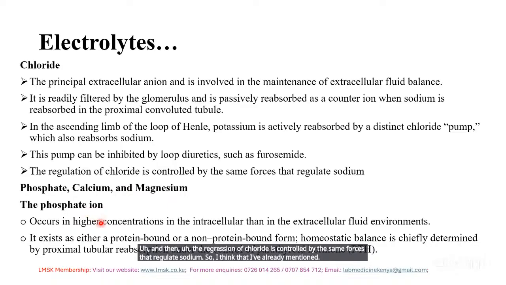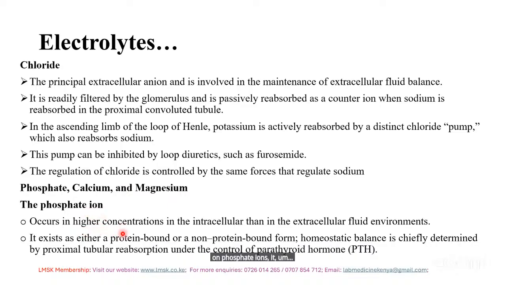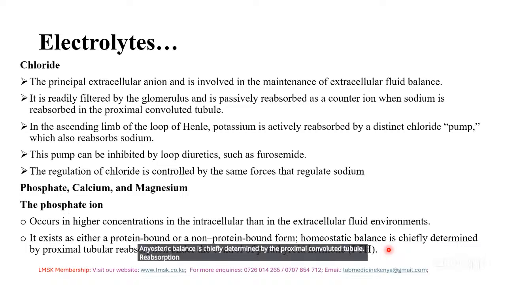On phosphate ions, it has a higher concentration in the intracellular than the extracellular fluid environment. And it exists as either protein-bound or non-protein-bound form. And homeostatic balance is chiefly determined by the proximal convoluted tubule reabsorption under the control of parathyroid hormone.